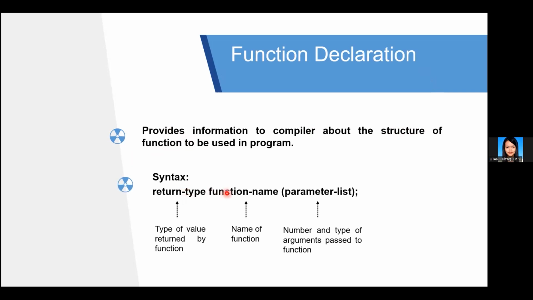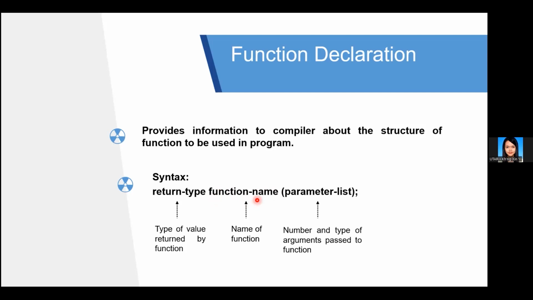What is the function name and what is the parameter list? Okay, so the first one, I'm going to start to discuss the function name first. You have to tell the compiler what function exists in this program. So that's why you have to provide a function name here. For the function name, you have to be careful.